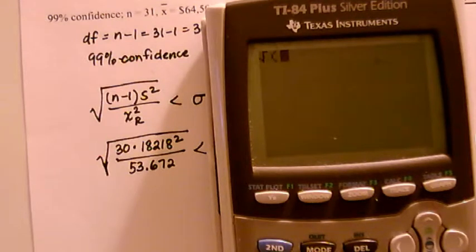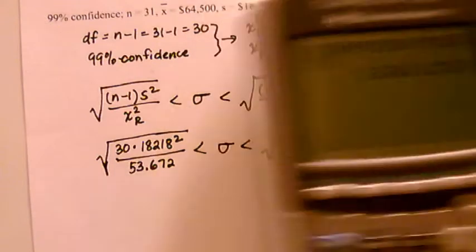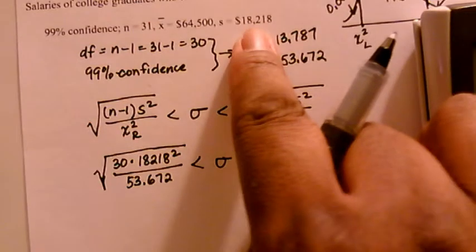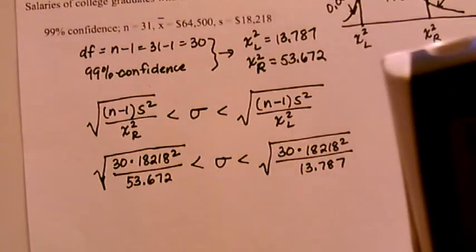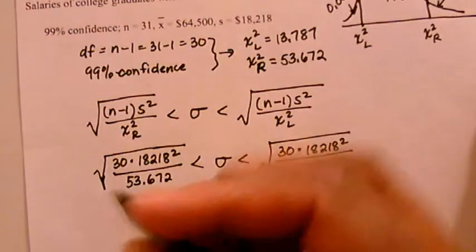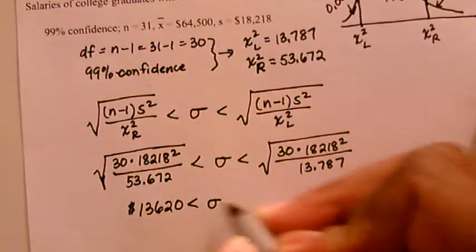So second x squared for the square root, and then 30 times 18,218, and that's squared, divided by 53.672, close parentheses, hit enter. You'll get 13,620.32, but here the standard deviation of that sample is a whole number. So we round to the nearest whole number. So this will be 13,620. So your lower limit is $13,620. That's less than sigma and less than.